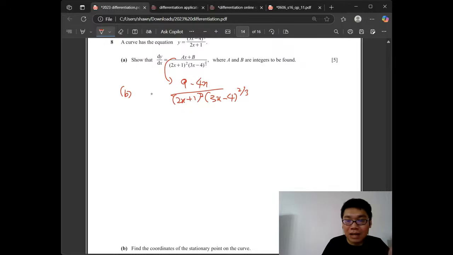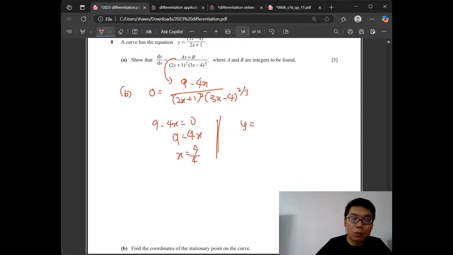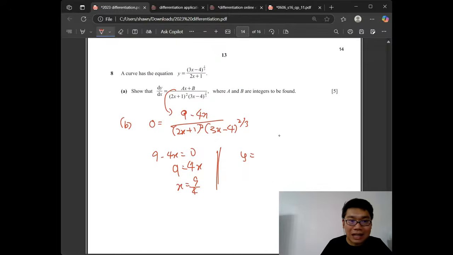So they ask you to find the stationary point of this equation, meaning 0 equals this. So this thing throw. So we do not need to count the denominator because everything thrown to the left will become 0. So that's why we just solve this part. x is 9/4. Okay. And then the question asks for the coordinate, so make sure you find the y value also after you get the x value.